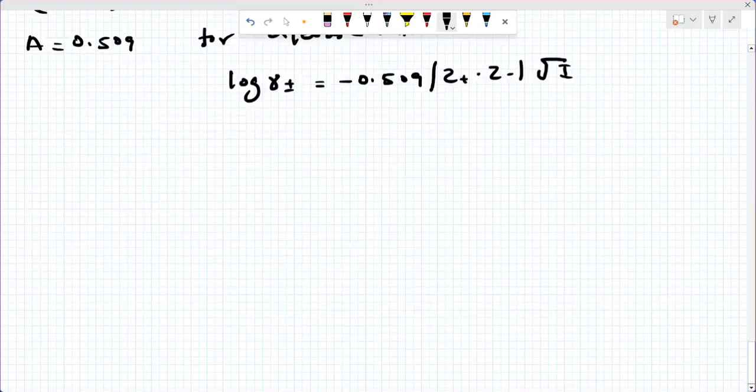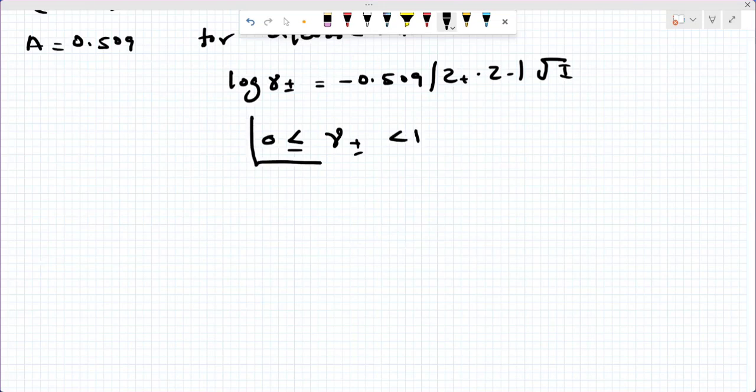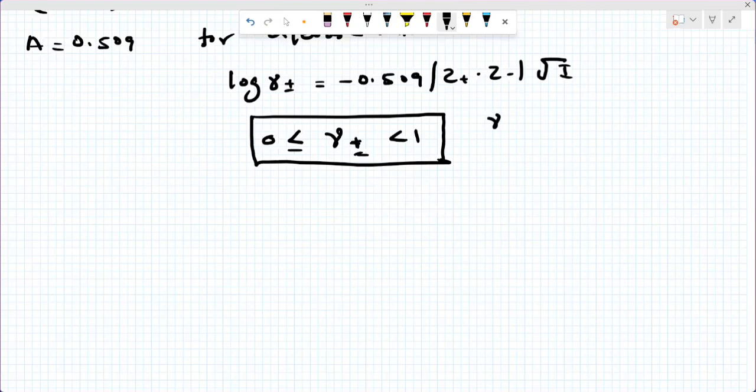This activity coefficient gamma plus or minus value is between 0 and 1. The value is always less than 1. It can be equal to 0 or greater than 0, but less than 1. The gamma plus or minus value is always less than 1. This is very important. Now, that is the Debye-Huckel limiting law.